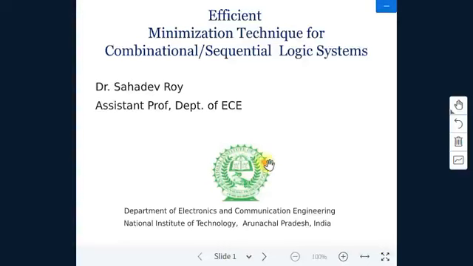Today, this class is basically aimed to give you the flavor of minimization techniques for combinational and sequential logic systems. There are several techniques that exist for minimization.